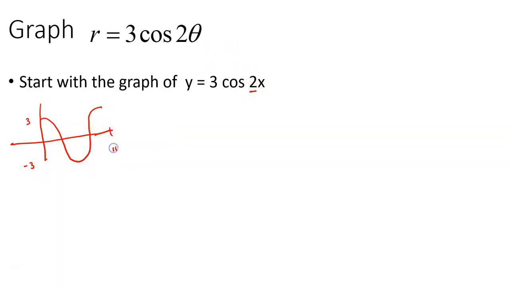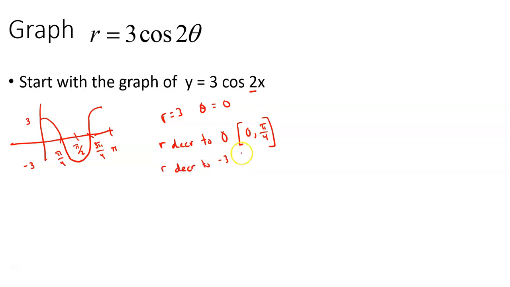only goes really from 0 to pi. This here is pi over 2, and this thing now is pi over 4. Pi over 4, 3 pi over 4. So the radius is 3 when theta is 0. Then the radius decreases to 0 on the interval from 0 to pi over 4. Then it decreases to negative 3 from pi over 4 to pi over 2.